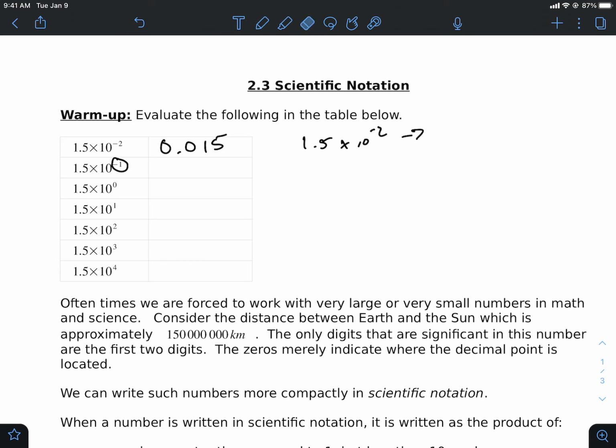It's negative, so you got to go left, right? So you take your decimal spot and you count 1 left. So you get 0.15. Okay, 1.5 times 10 to the 0. 0 means I ain't moving left or right. The decimal's staying in its spot. So this is 1.5.